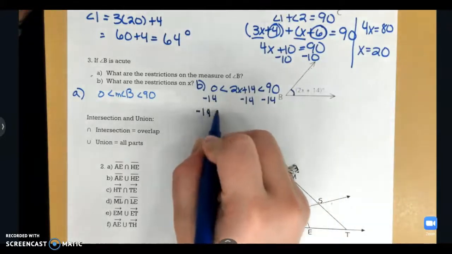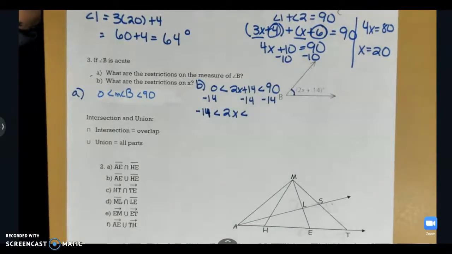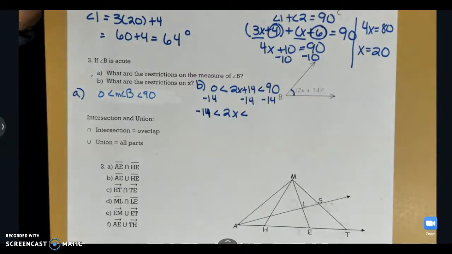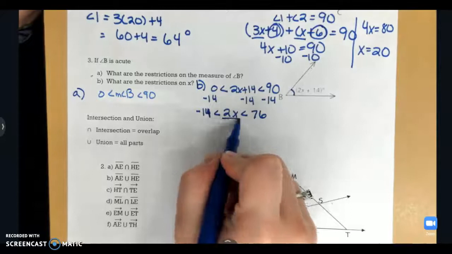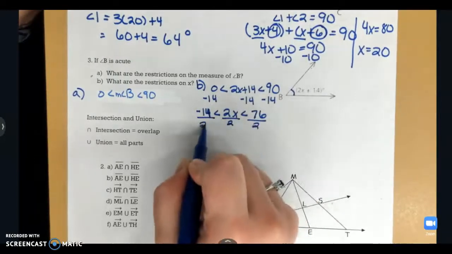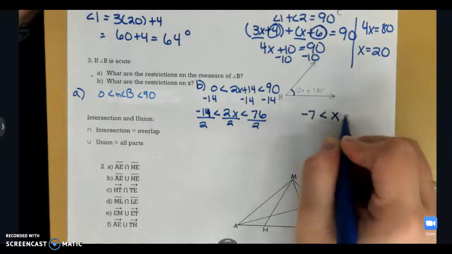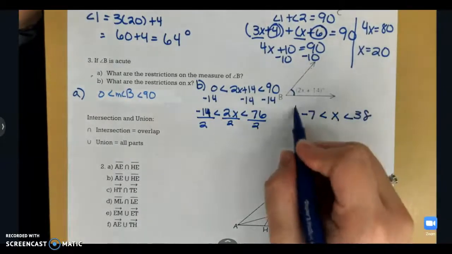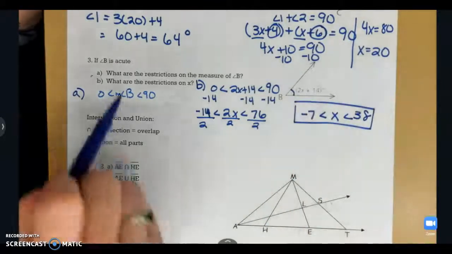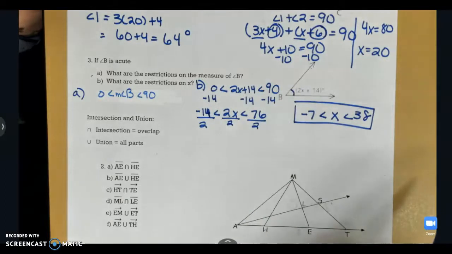So we're going to get negative 14 between 2x between 90 minus 14 is 76. And then the last thing I need to do to get x by itself is divide by 2. And I have to also do that on both sides of my inequality. So we get that x has to be between negative 7 and positive 38. Those are the restrictions on x. In order for my angle to satisfy the requirement of being acute, x has to be between these two numbers. Otherwise, the measure of my angle will be smaller than 0 or bigger than 90.